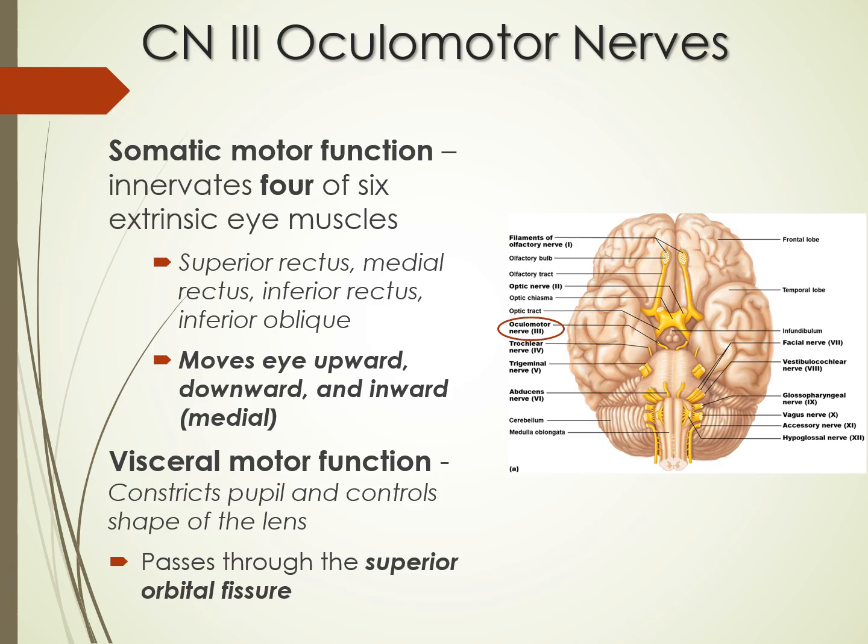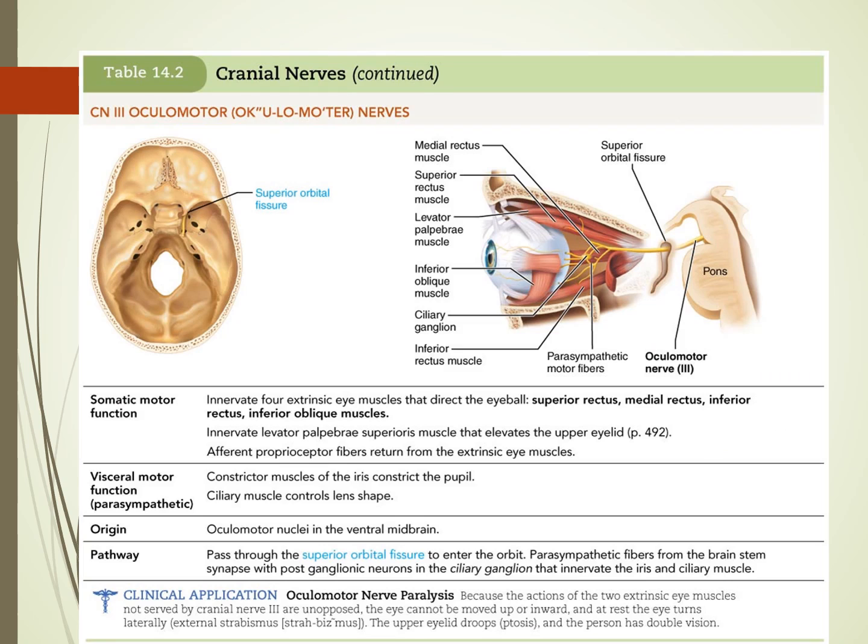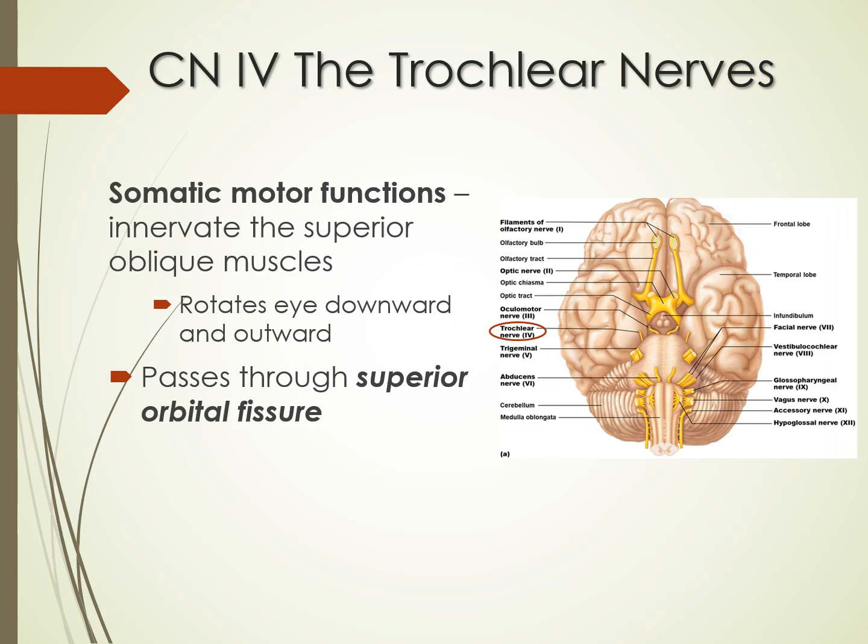But it does also have a visceral motor function. So what did we say visceral motor was? Autonomic. So it does have an autonomic nervous system function, and that's the constriction of the pupil and a little bit of the lens shape as well. Okay, and another thing is all of these nerves are going to pass through the orbital fissure in the back of the eye. So instead of going through that optic canal like the optic nerve, they're going to go through that orbital fissure and innervate the muscles in the back of the eye.